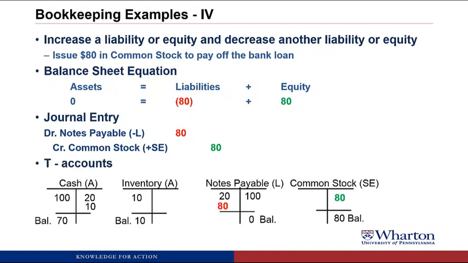And then with our T accounts, we would have a reduction of 80 to notes payable, the reduction being a debit, an increase to common stock of 80 with the increase being a credit. If we drew lines and came up with the totals, we'd have 70 in cash, 10 in inventory, that's 80 on the asset side. We have no notes payable, it goes to 0 because we fully paid it off, and a balance in common stock of 80, so our assets equal our liabilities plus stockholders' equity, balance sheet balances, debits equal credits.